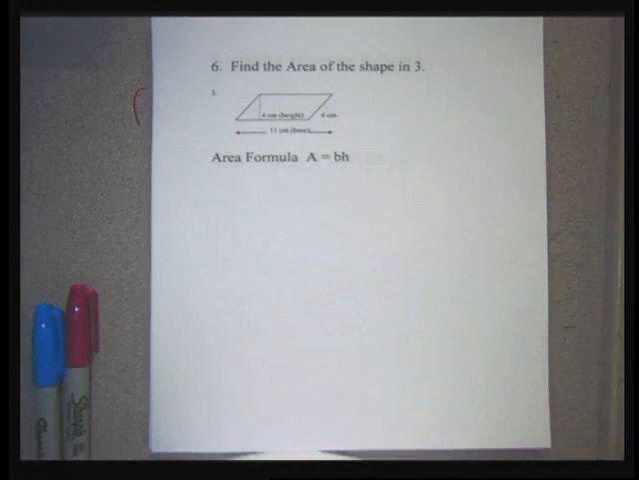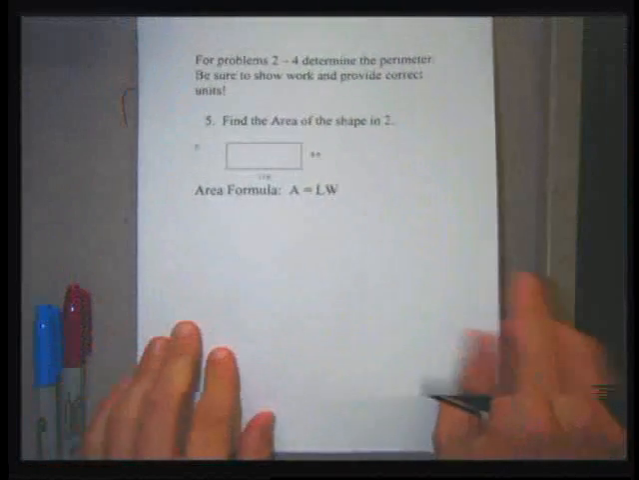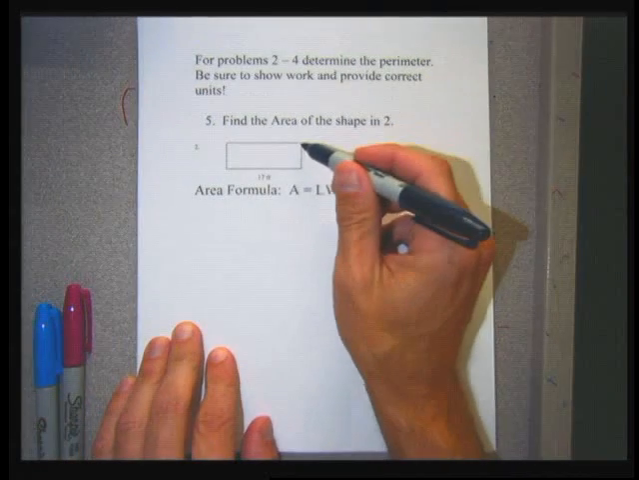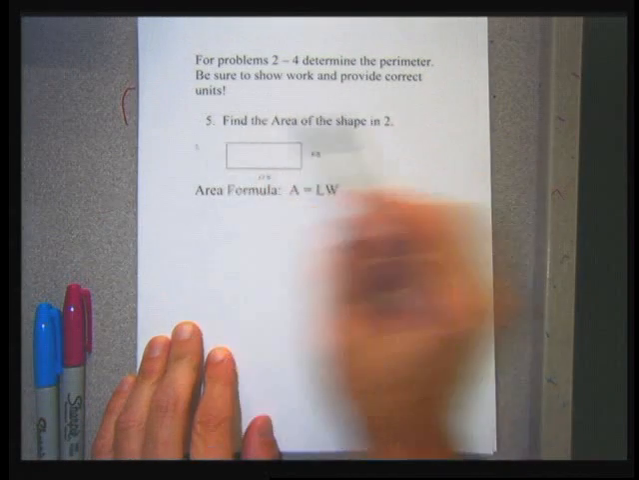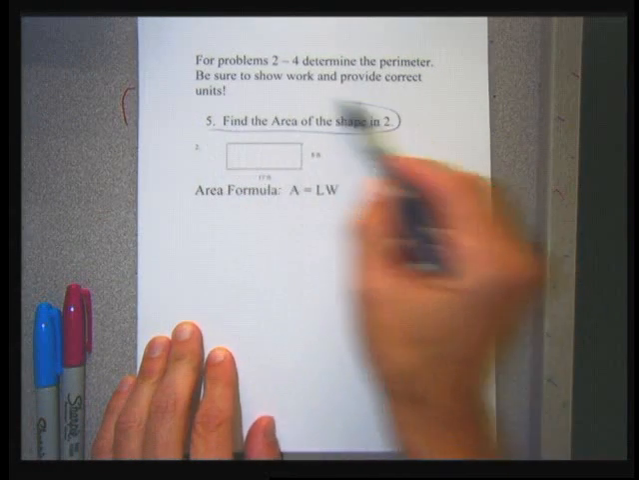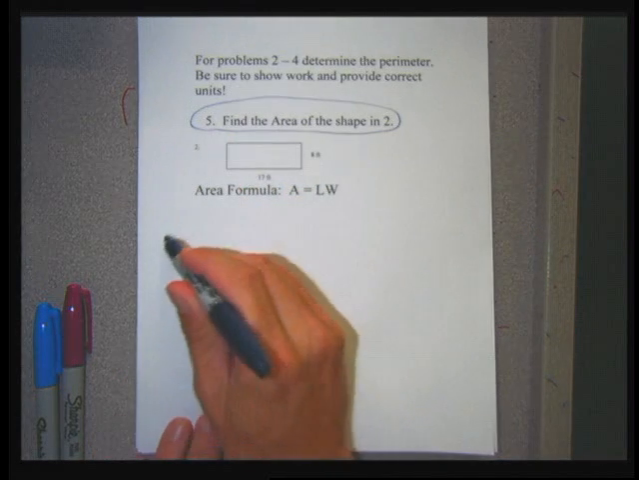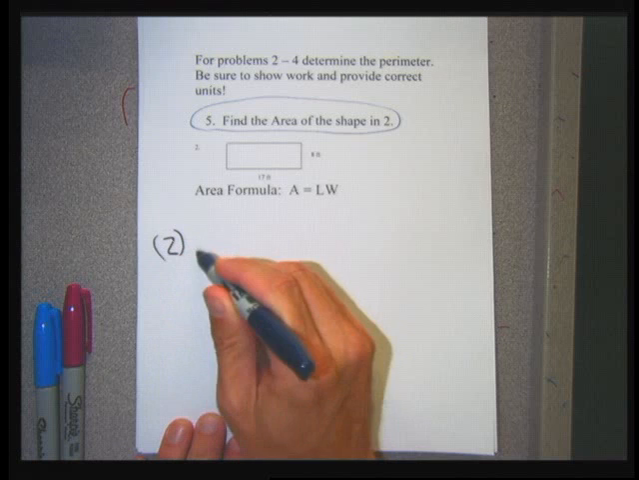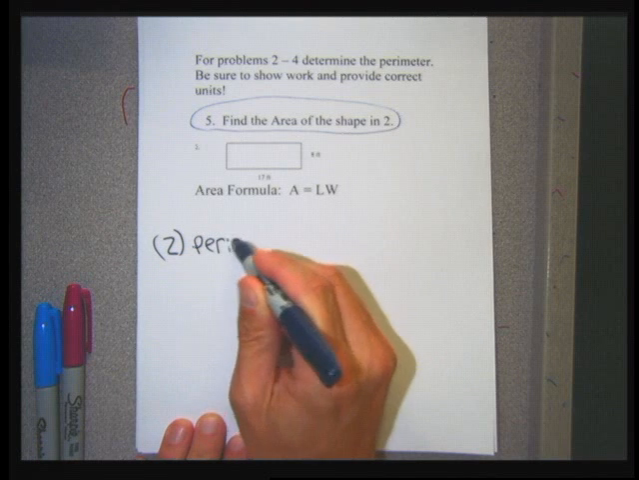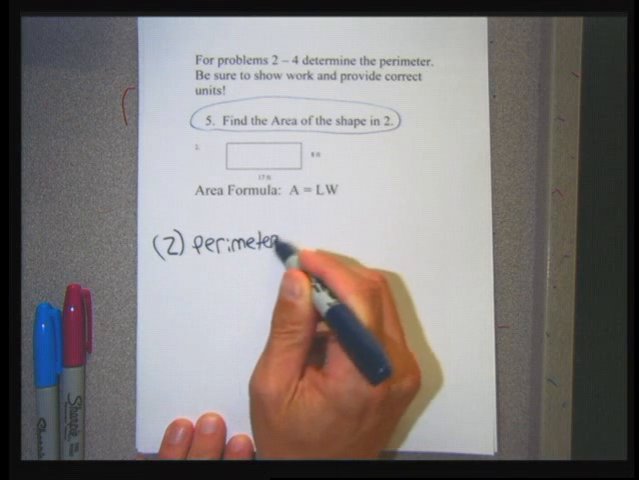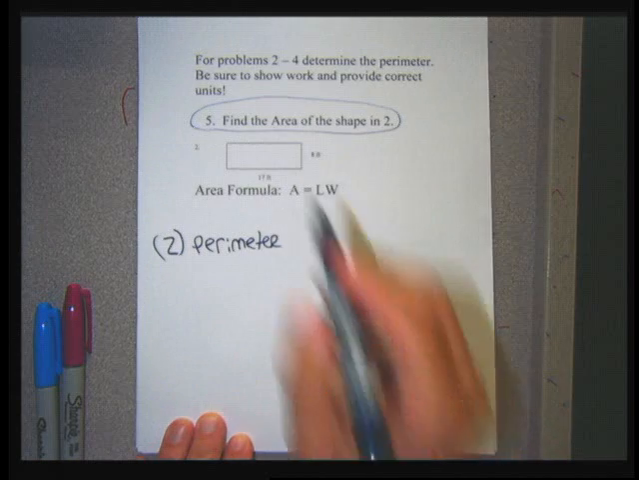The next picture is problem 2. Problem 2 wants me to find the perimeter of this figure, and then problem 5 relates to this shape. It wants me to find the area. So I'm going to do problems 2 and 5 simultaneously. So problem 2 wants the perimeter of this figure. To find the perimeter of any figure, I add up the length of all of its sides.